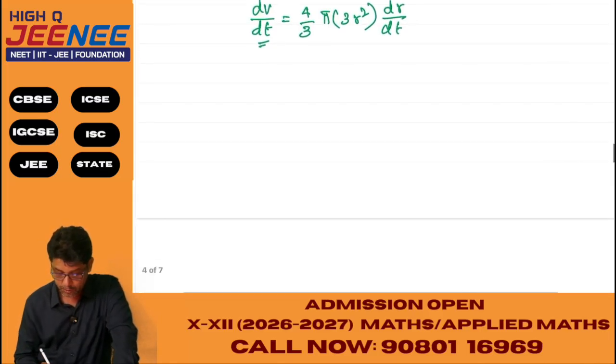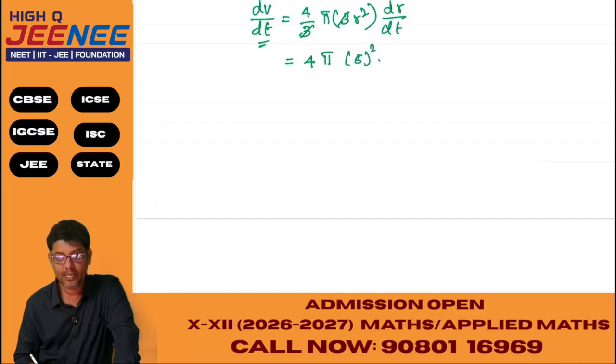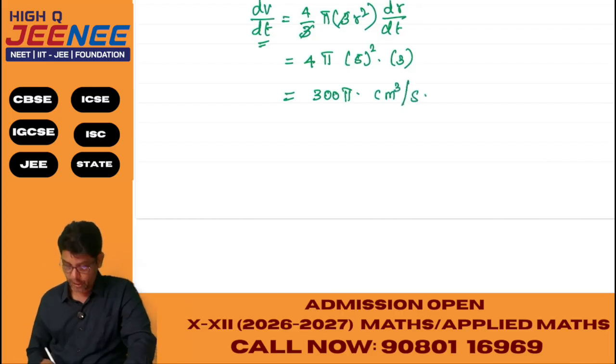Now, let us find out dv by dt. Can you all substitute? I think all the information is given. The 3 gets cancelled. So, what exactly are you going to get? Tell me, my dear. 4 pi r square is 5 square. What is dr by dt, my dear? 3. Very good. So, which is equal to 300 pi, and this is centimeter cube per second. Am I right?